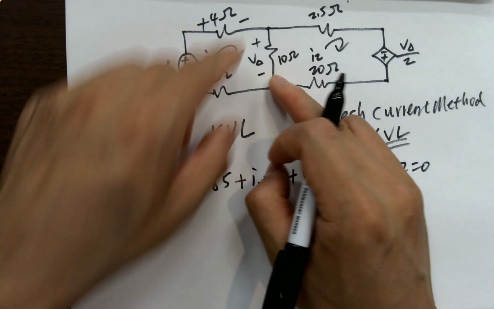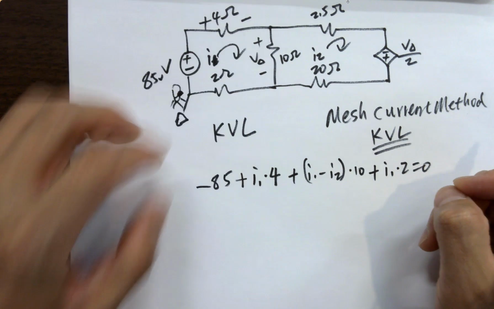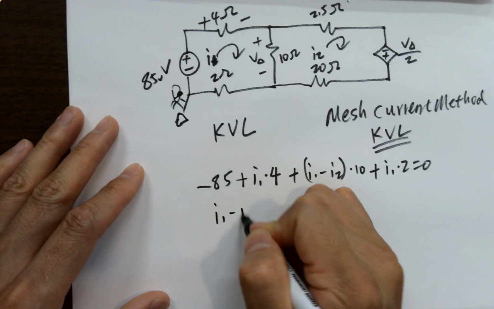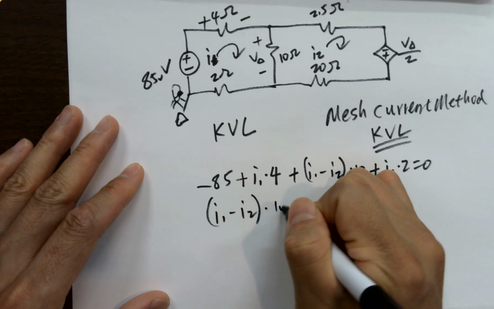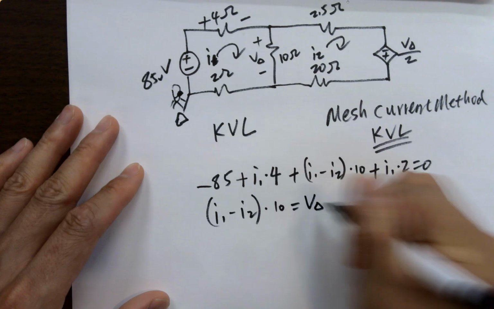Before I forget, you know the voltage here is V delta, so I1 minus I2 times 10 ohms is V delta, right?